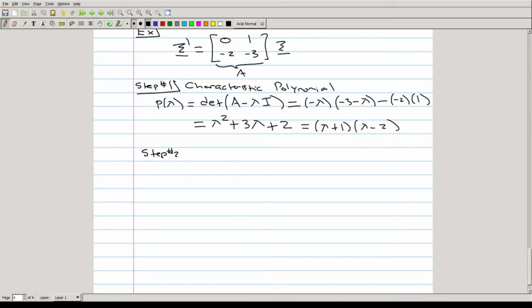So then step number 2 is to determine the eigenvalues. These are when p of lambda is equal to 0. Oh, there should be a plus right here. So the eigenvalues correspond to lambda 1 equals negative 2, and lambda 2 equals negative 1, because those are the two roots of this polynomial equation.